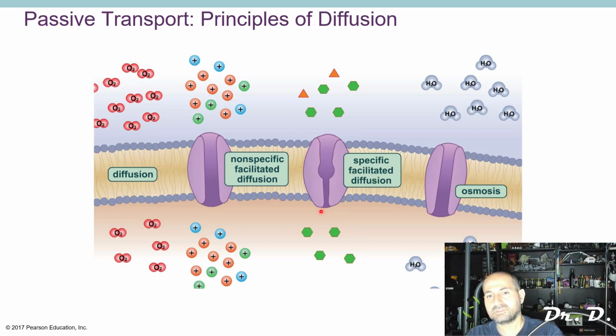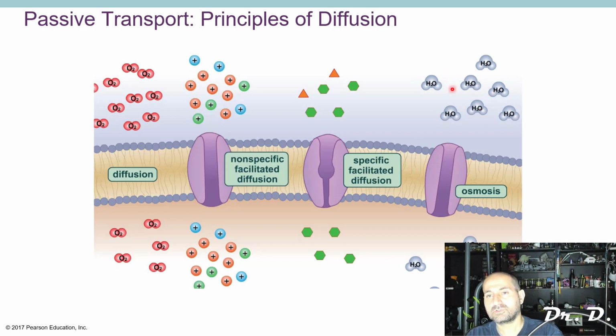Now let's talk about facilitated diffusion, specific facilitated diffusion. This would be a carrier molecule. So let's say these molecules are polar. Well, there would be specific carriers that would attach to that molecule, letting it in through diffusion. Again, this would be a type of facilitated diffusion. And let's talk about osmosis. Osmosis means water diffusion across a membrane. That's what osmosis means, the diffusion of water across a membrane.